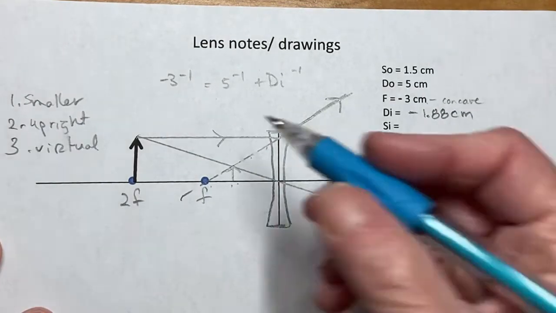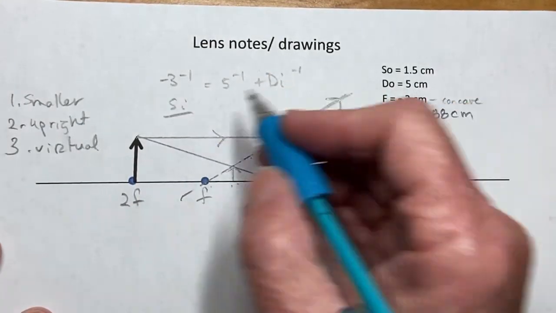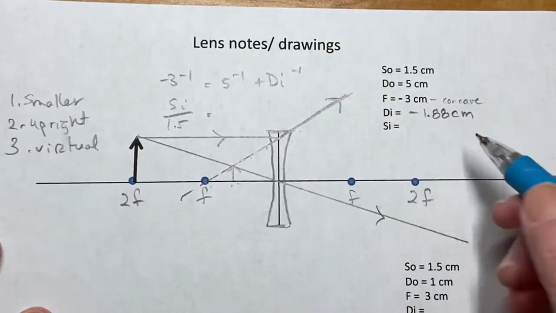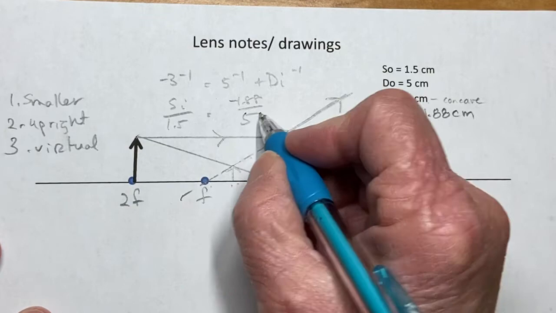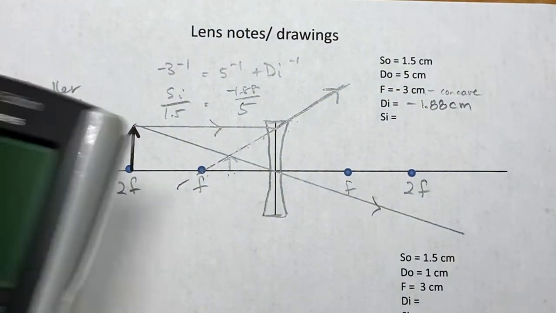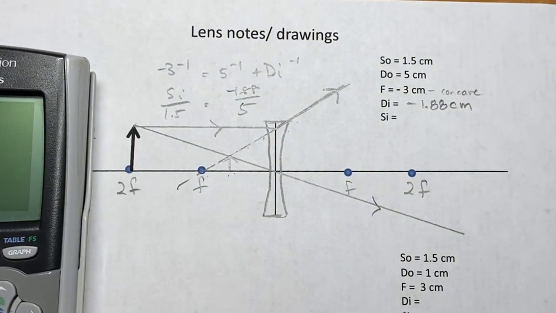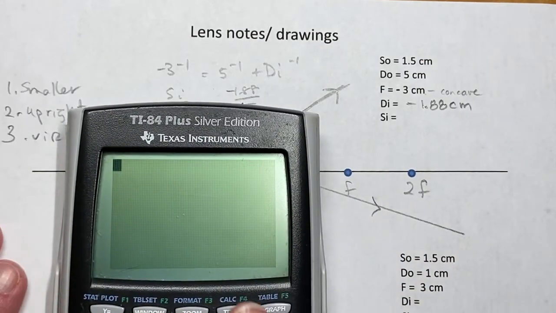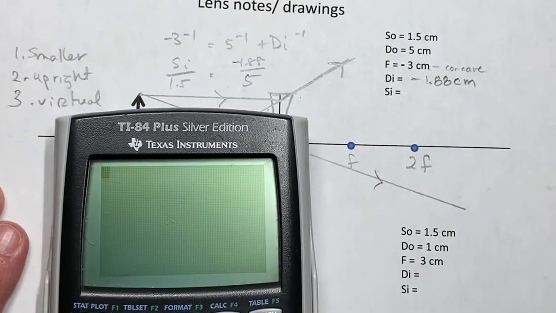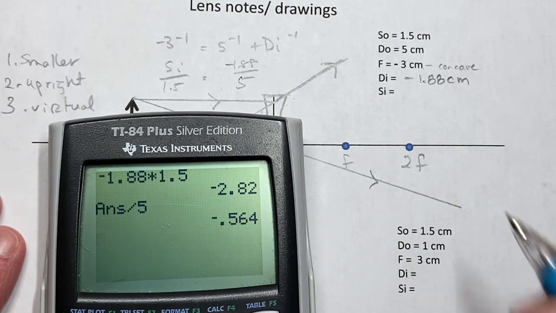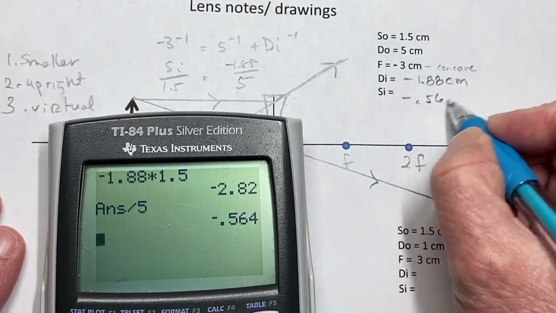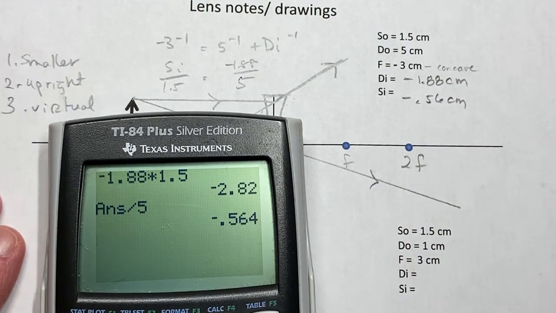Okay, SI over SO, which was 1.5, equals DI, which is now -1.88 over 5. So now let's just cross multiply. Let's throw this in here. So make sure you can see it. All right, so -1.88 times 1.5 equals, and divided by 5, I'm going to get -0.56 centimeters.